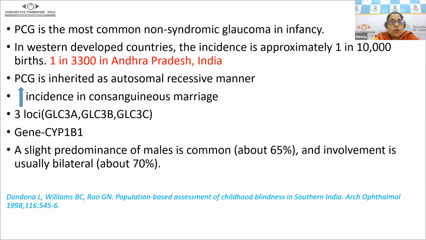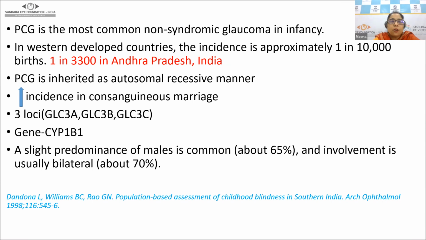So that's the most common non-syndromic glaucoma. Usually it happens in 1 in 10,000 births in Western developed countries. As per the population-based assessment of childhood blindness in Southern India, it was noted to be 1 in 3,300 in Andhra Pradesh. Usually it is inherited in an autosomal recessive manner. Definitely there is an increased incidence in consanguineous marriage, and there have been a lot of genetic studies associated. Usually there are 3 loci which are seen, and the gene which is most commonly associated is CYP1B1.